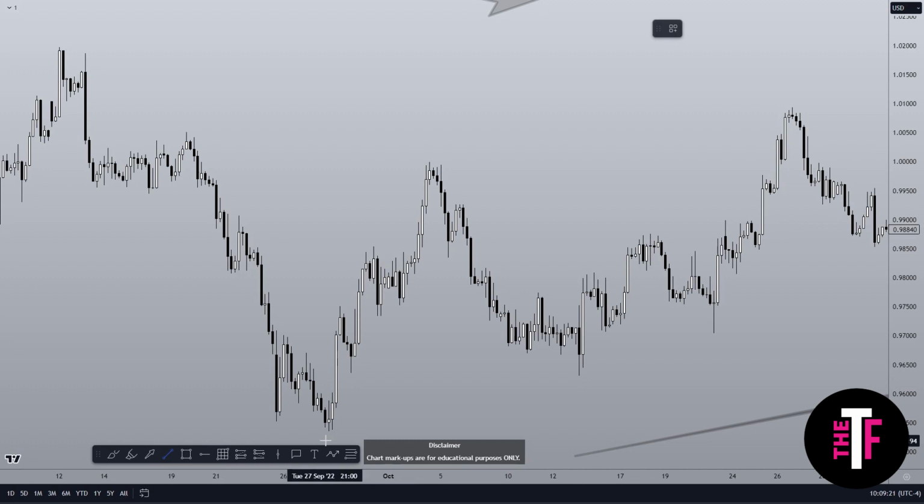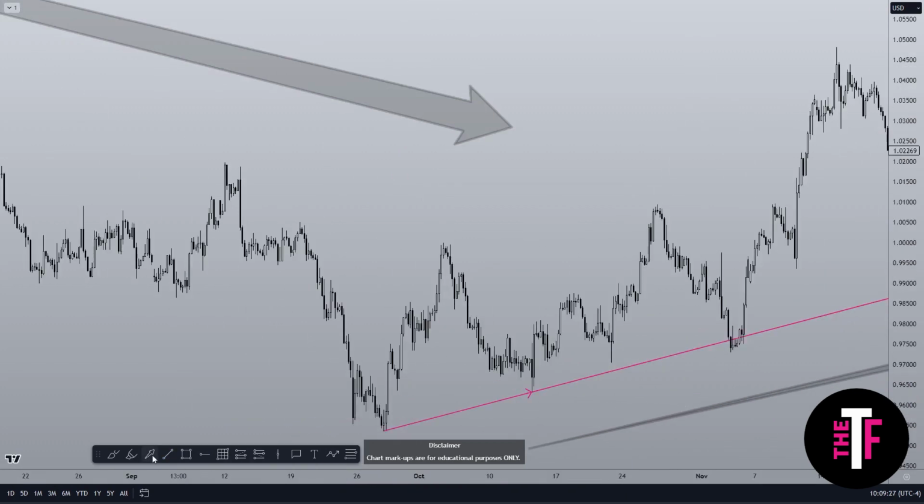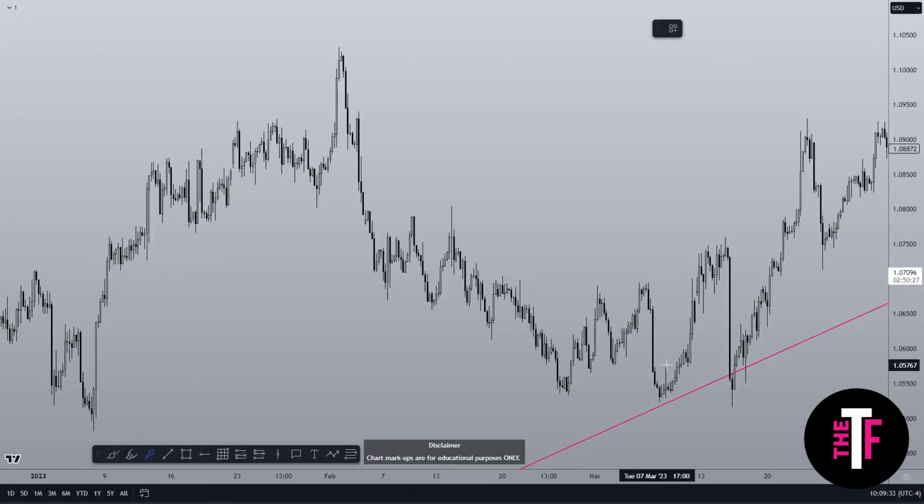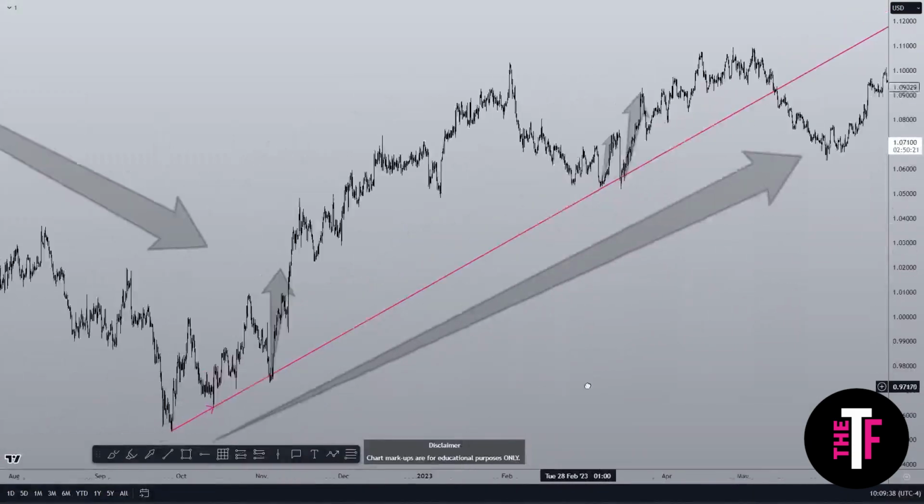In the following chart, we can see an example of an uptrend on the euro-dollar forex pair. The trend line is drawn connecting the higher lows. I start my trend at the lowest point in price and drag my next point to the next low. From there, you can see how price respects the trend line until it doesn't.